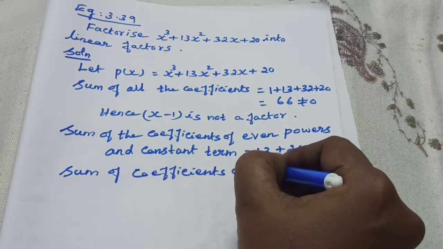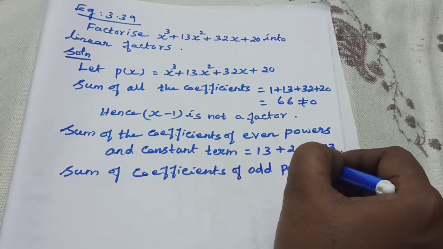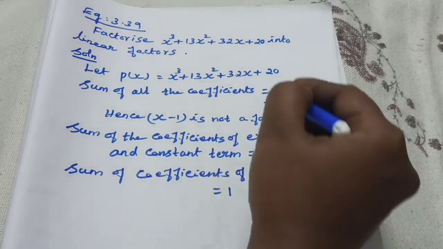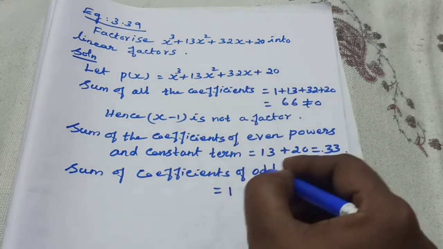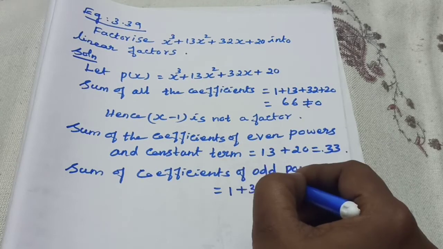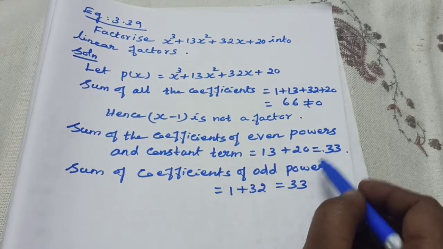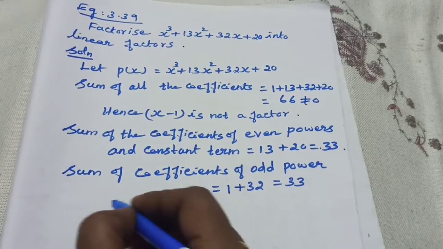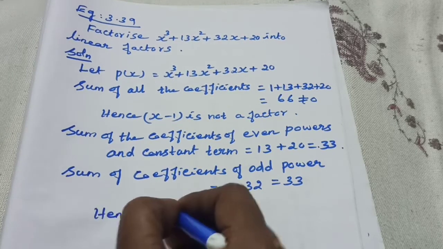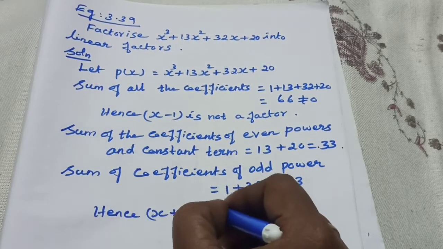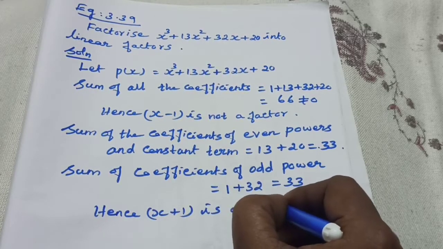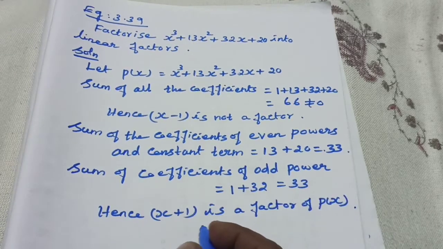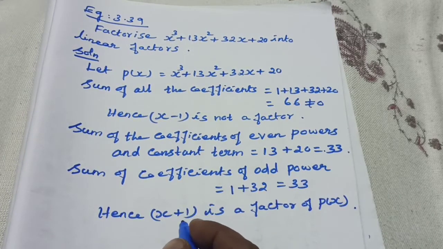Odd power is equal to, what are the odd powers? You say x cube, and then quotient is 1. Then here x term, coefficient 32, isn't it? These two added give 33. Are these two equal or different? Equal, isn't it? So at once we can write: therefore, hence x plus 1 is a factor of p of x. Only one factor we got. X plus 1 is the factor we found, isn't it?